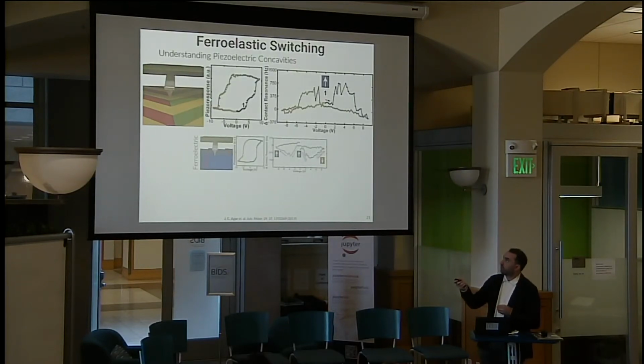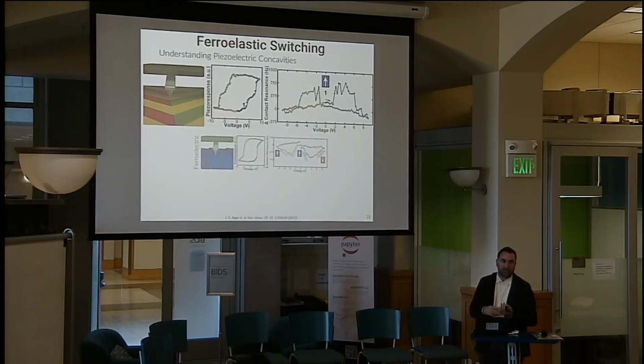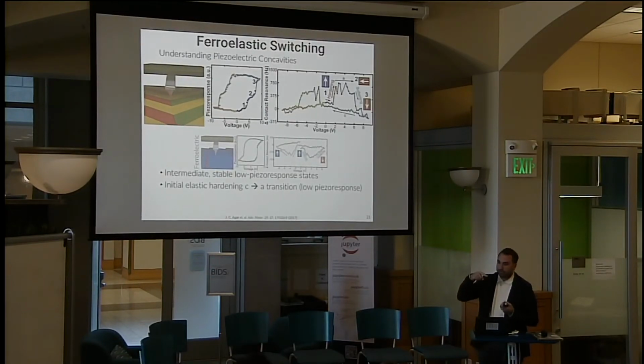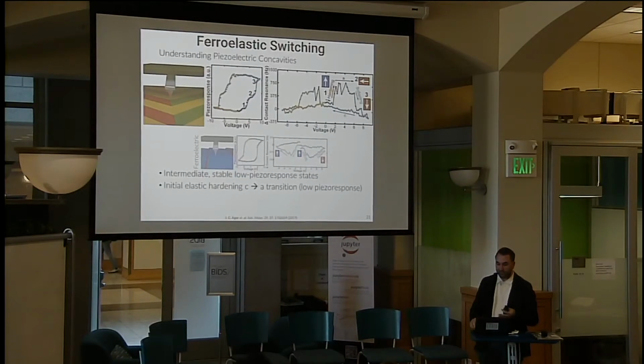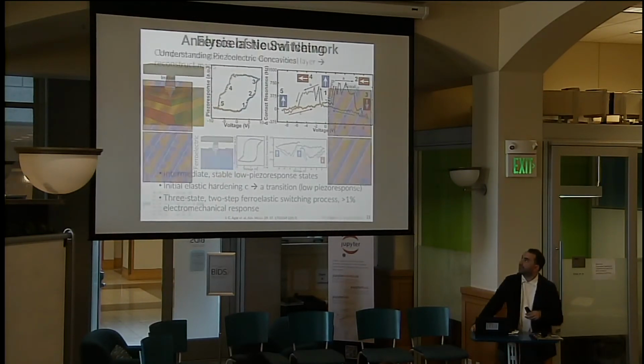So if we were to look at this switching event, this intermediate concavity was associated with an elastic hardening step, which indicated a transition from down-poled to in-plane poled to then, or in this case, up-poled to in-plane poled to down-poled, which is very different than the classical ferroelectric switching mechanism. So this allowed us to identify and understand the spatial distributions of these interesting switching mechanisms.